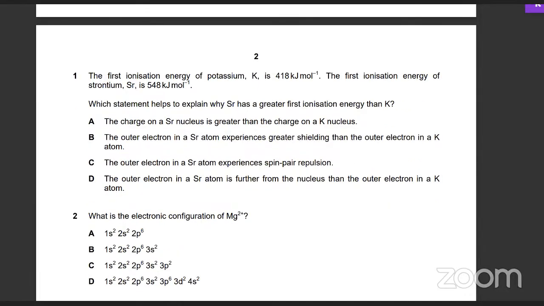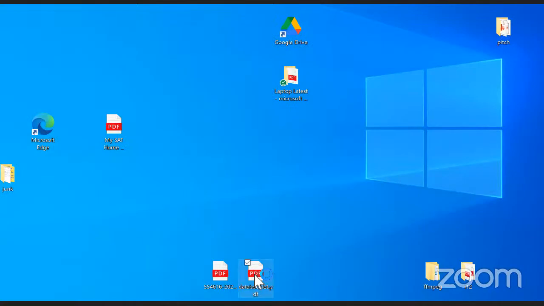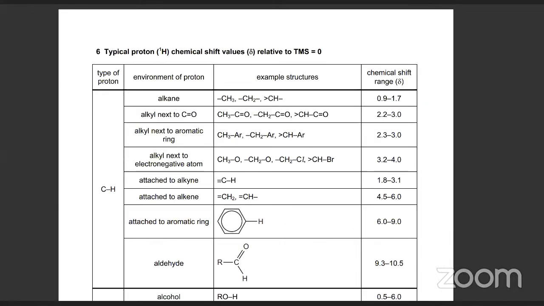So now the first part is: the first ionization energy of potassium is 418, and that of strontium is 548. We need a data booklet to see where they're located. Just 1 second. I think they're right next to each other. One is in group 1, the other one is in group 2.